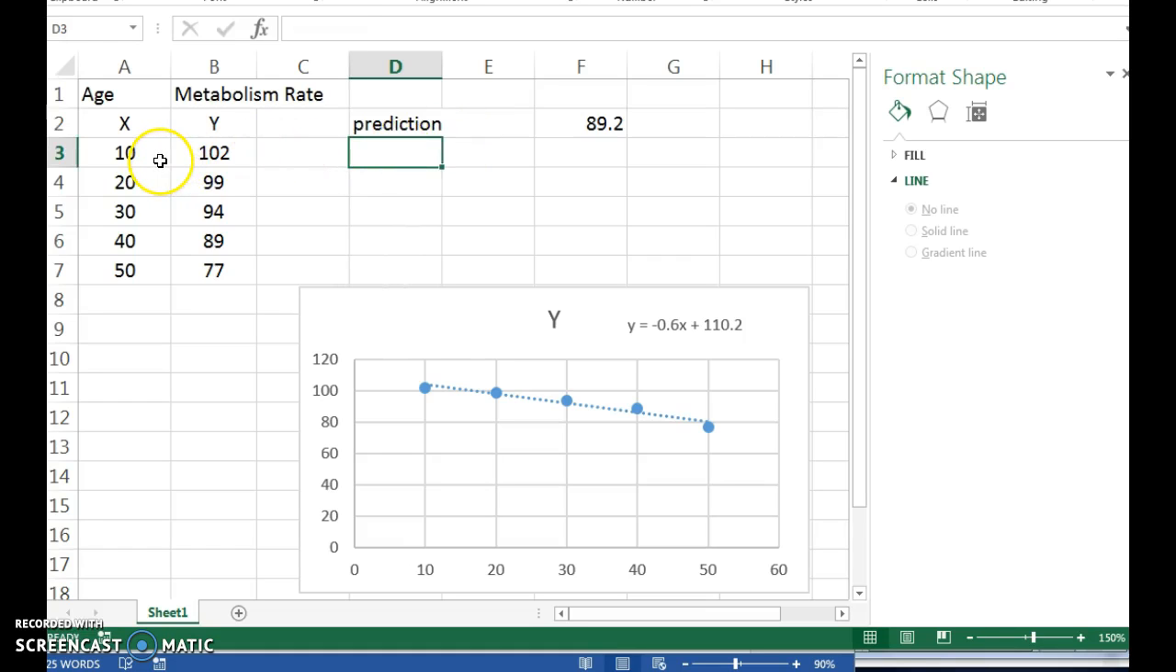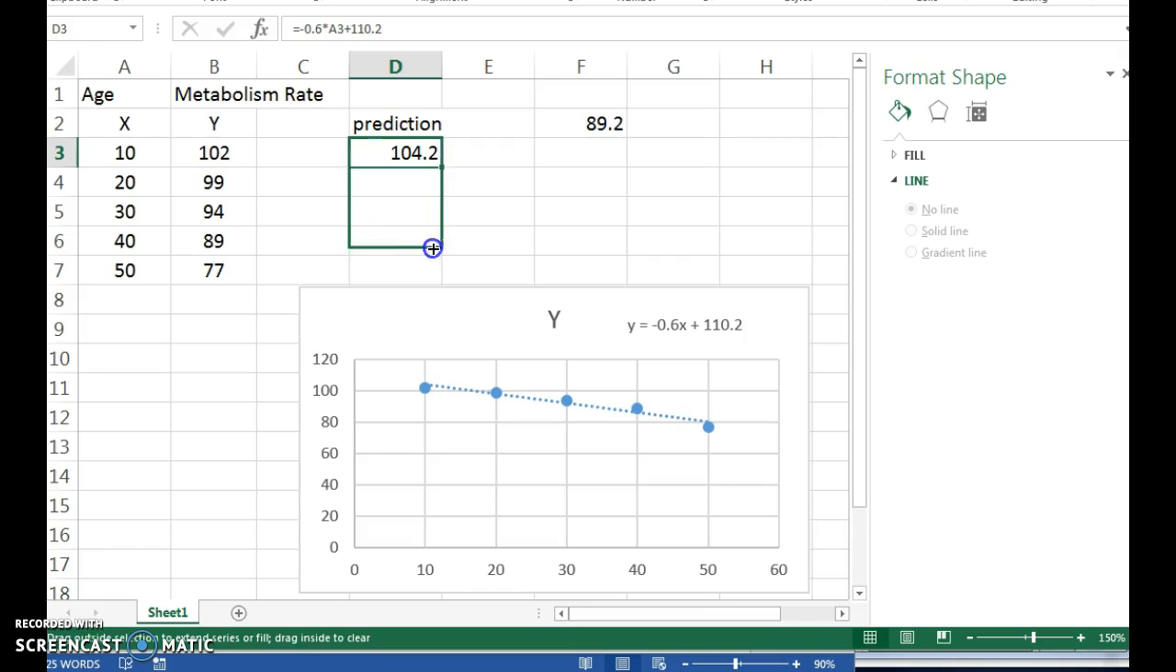So for example, when x is 10, if we plugged a 10 into here, our prediction would be equals negative 0.6 times, and I'll refer to the cell, times A3, which is 10, plus 110.2. So our prediction is 104.2, but our actual measured value is only 102. So there's a little bit of a difference there, and that's what the residual is trying to measure.